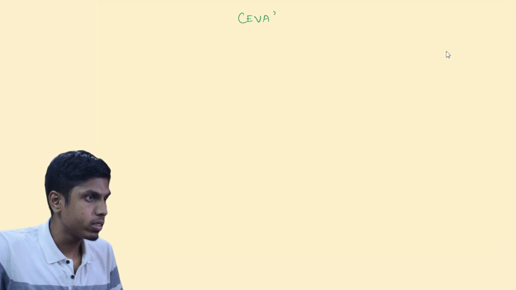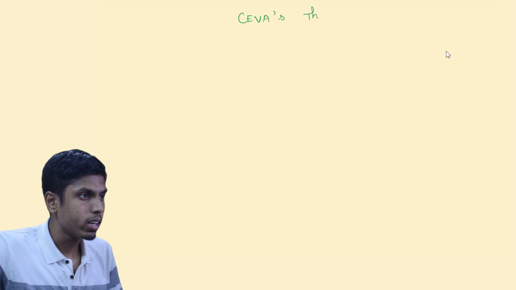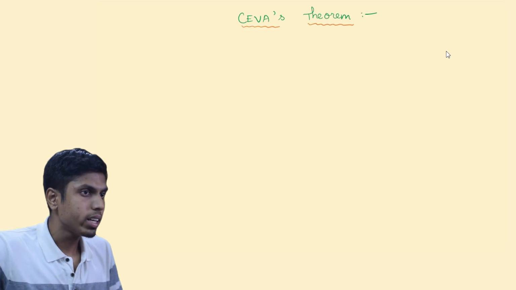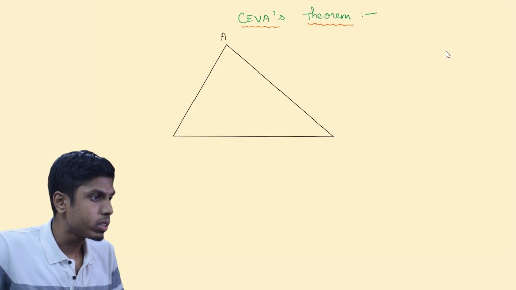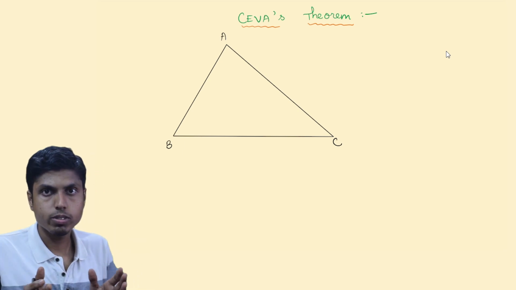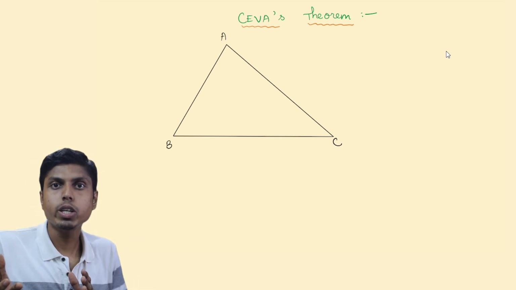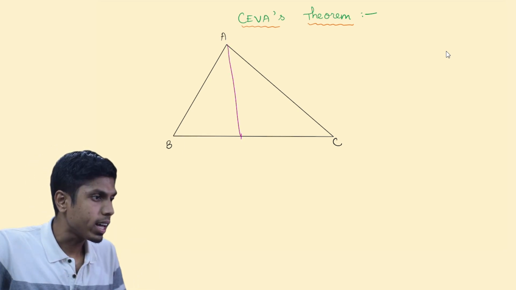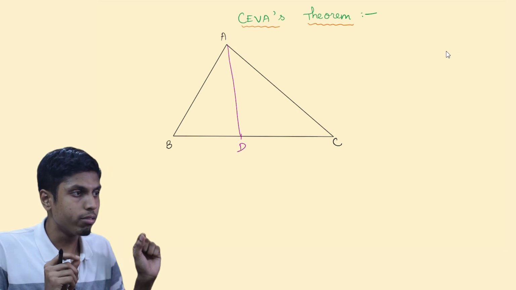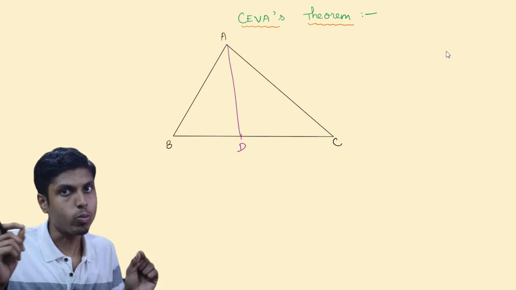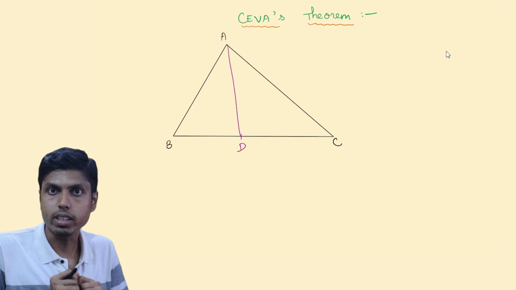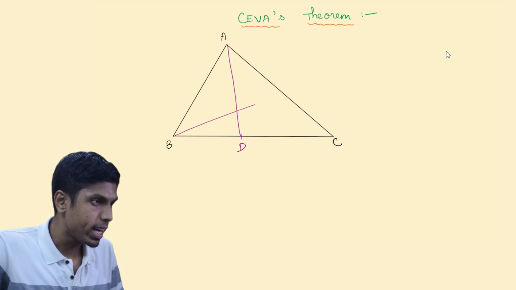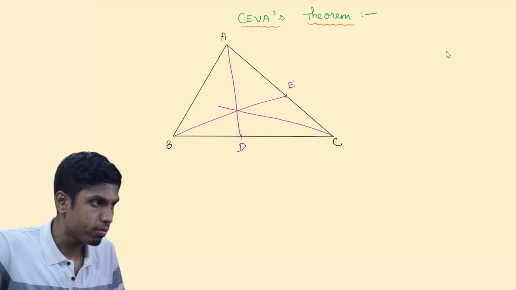So let's get started. So let's first see what is Ceva's theorem. This is very helpful in learning isogonal conjugates. Ceva's theorem talks about line segments from the three vertices of the triangle to their respective opposite side. And these line segments that connect a vertex of the triangle to its opposite side are called cevians. So we have cevian AD, cevian BE, and cevian CF.